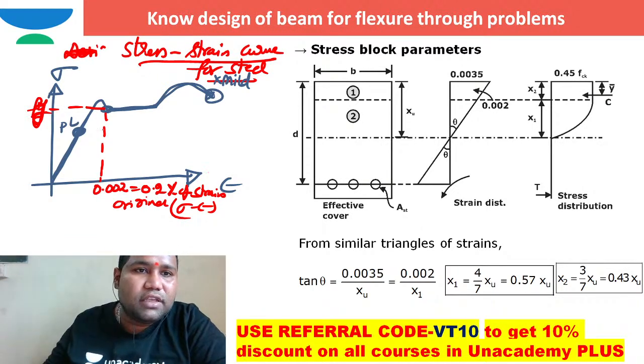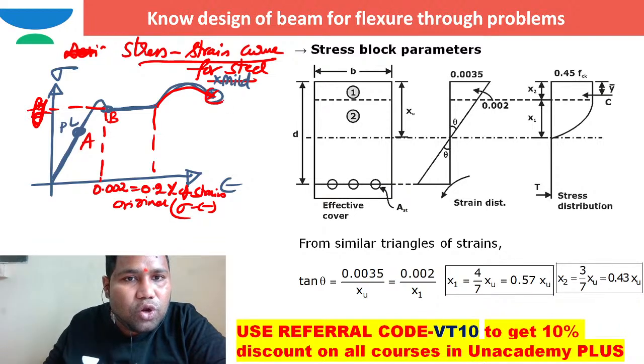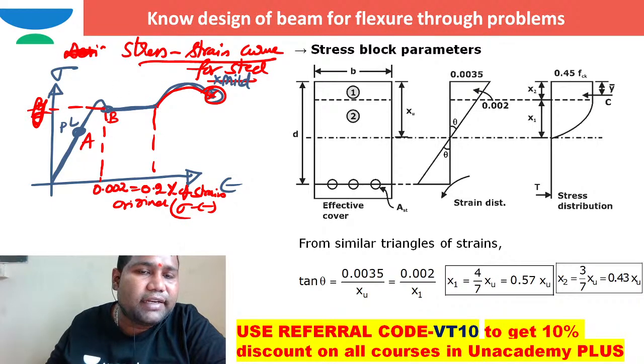But if you see in this original stress strain curve, maybe this point is A, and this point is B. This is the elastic zone, this is the plastic zone, and maybe this is the strain hardening zone. If I take all these zones together, then analyzing this, taking the tensile strength, is difficult.